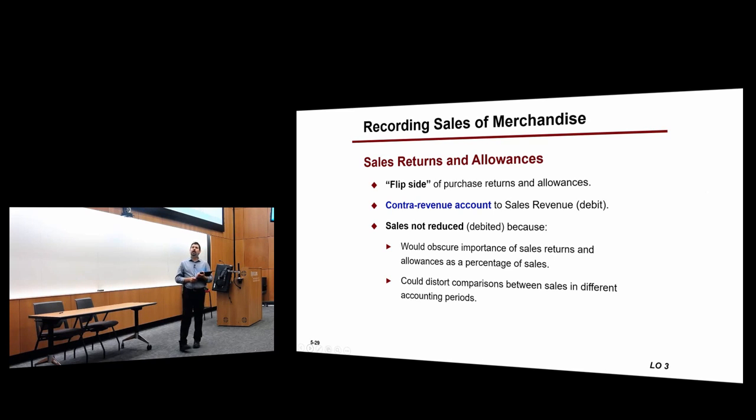Again, we also have sales returns and allowances. This is the other side of the story to purchase returns and allowances. Remember we talked about when you return something to Best Buy or to Walmart or something? Last time we learned how to record it from the buyer's perspective. Now, we are going to record it from the seller's perspective.